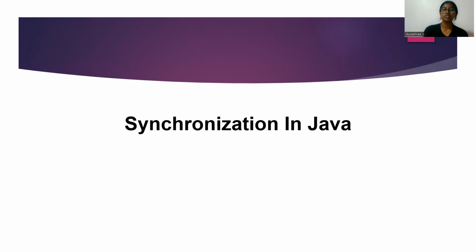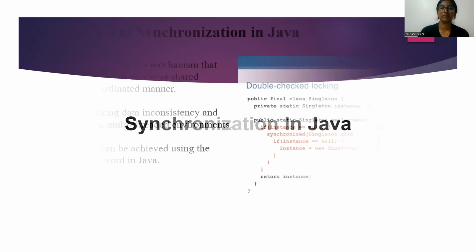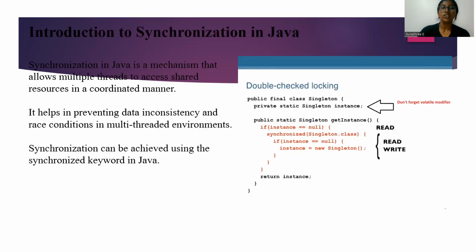Moving on to the first topic, that is synchronization in Java. What is synchronization? Synchronization is a mechanism that allows multiple threads to access shared resources in a coordinated manner. It also helps in preventing data inconsistency and race conditions in multi-threaded environments. Synchronization can be achieved using the synchronized keyword in Java.